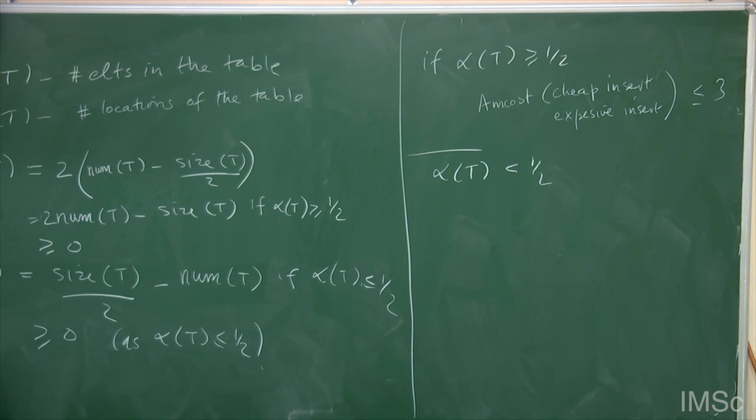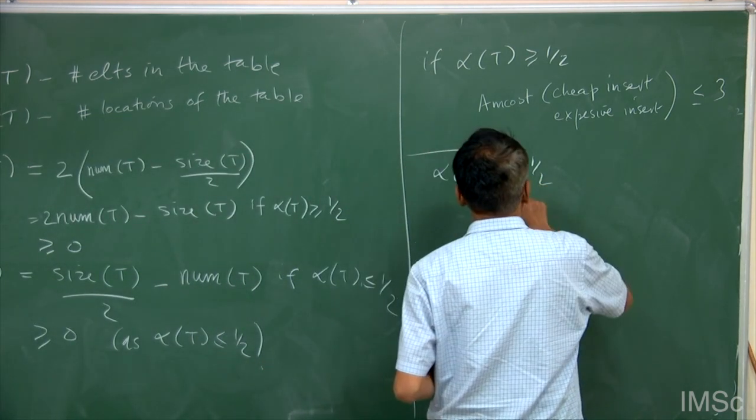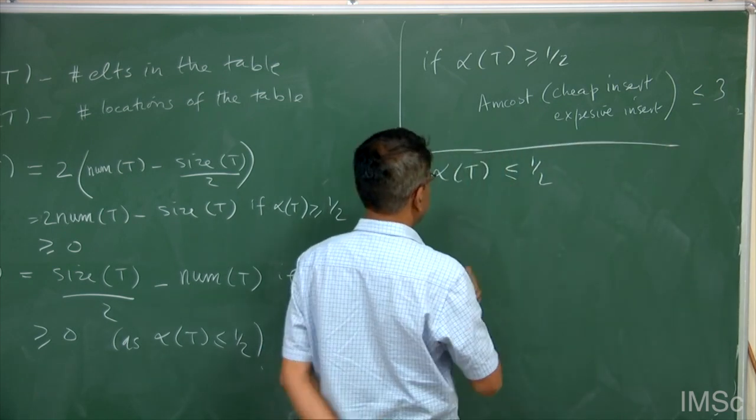If alpha t equal to half, what does that mean? That total number of elements is half the size of the table. Right. So these two are the same, so it will be 0. There is no charge. So suppose alpha t is less than or equal to half, and we are doing a deletion.